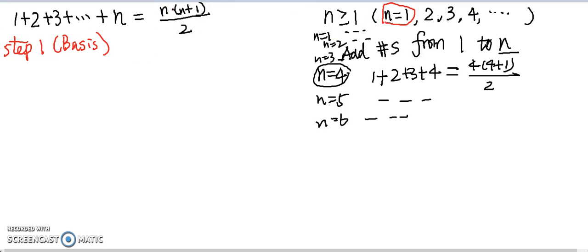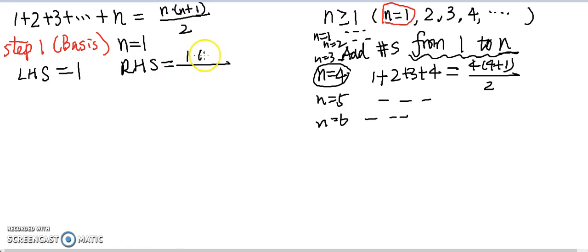So in this step, we're going to prove n equals 1. What's the left-hand side? It's going to be adding numbers from 1 to 1. So the left-hand side has only one number, just 1. On the right-hand side, we replace the letter n with 1 and reduce this. So we get 1 times 2 over 2, which is 1. And we can see the left-hand side equals the right-hand side. So the formula holds if n equals 1.